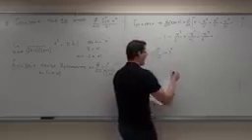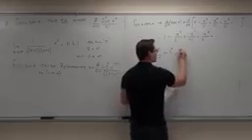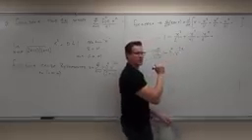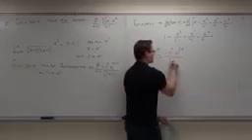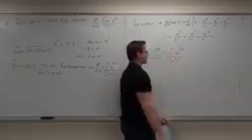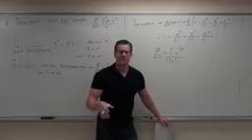It's still alternating. It's still x to a power, but it's only even powers. You don't get the plus 1. Over 2n factorial. Do you guys get that? So we didn't even have to do any work for it.